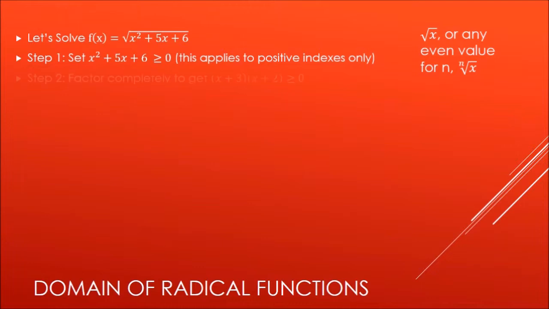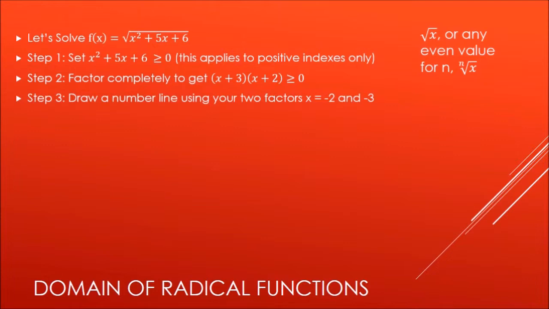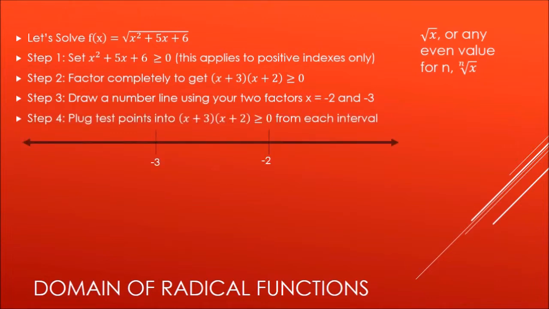Then step 2, we're going to factor, and we get x plus 3 times x plus 2 is greater than or equal to 0. And then we're going to draw a number line using your two factors, -2 and -3. Now what we're going to do is pick test points from each interval. You see how we can pick a number that's less than -3. Maybe we'll pick -4, and then in between -3 and -2, there's -2.5. And then greater than -2, usually the easiest one to do is 0.